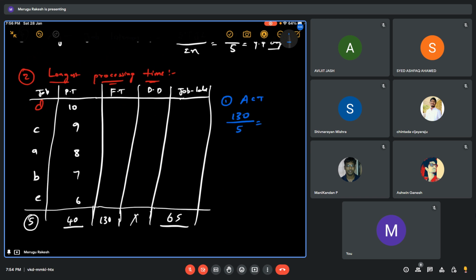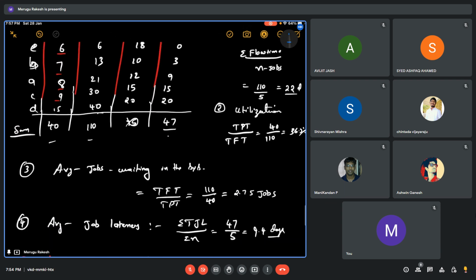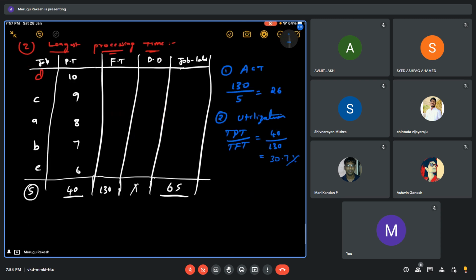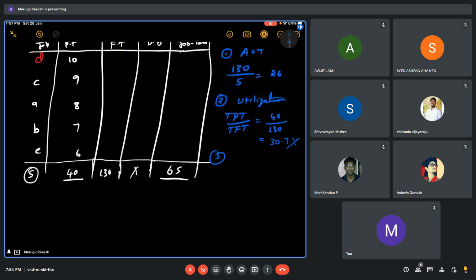30 divided by 5, 26. The other one is utilization. Total processing time is 40, but our flow time is 130, so it ends up 30.7. Utilization is 30.7, but here it is 36.7. So in every part, SPT is better compared to the longest processing time or LPT.